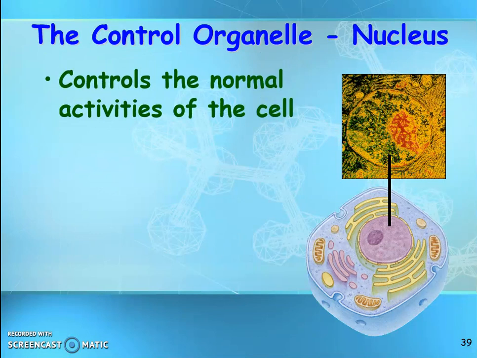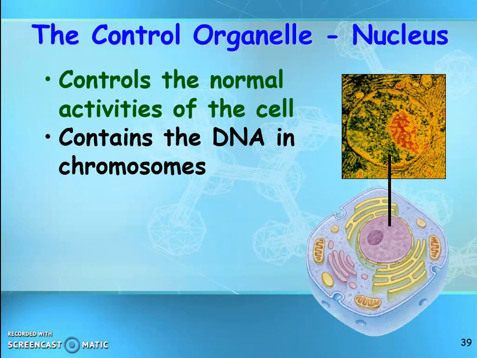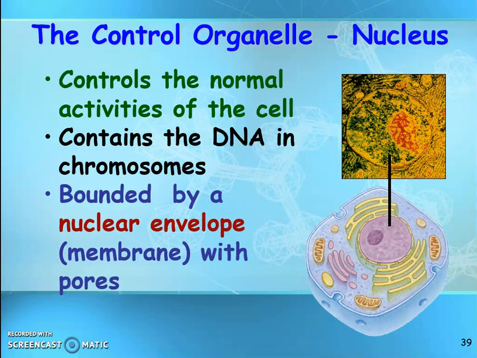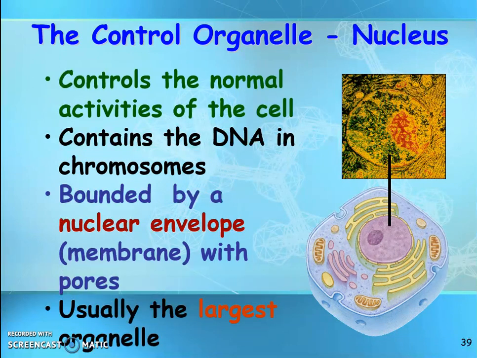Let's look at the most important part of the cell, which is the nucleus, also called the brain of the cell. It controls all the normal activities of the cell, and it contains the most important thing, the DNA, which is in the chromosomes. All the genetic information or information for the metabolic functions is stored in the DNA. It's bounded by a nuclear envelope with some pores. And of all the organelles, the nucleus is the largest.